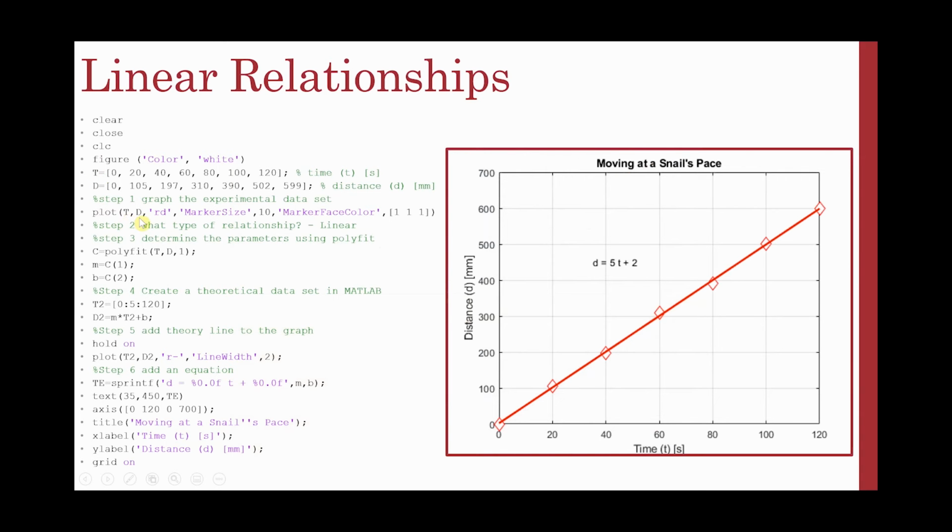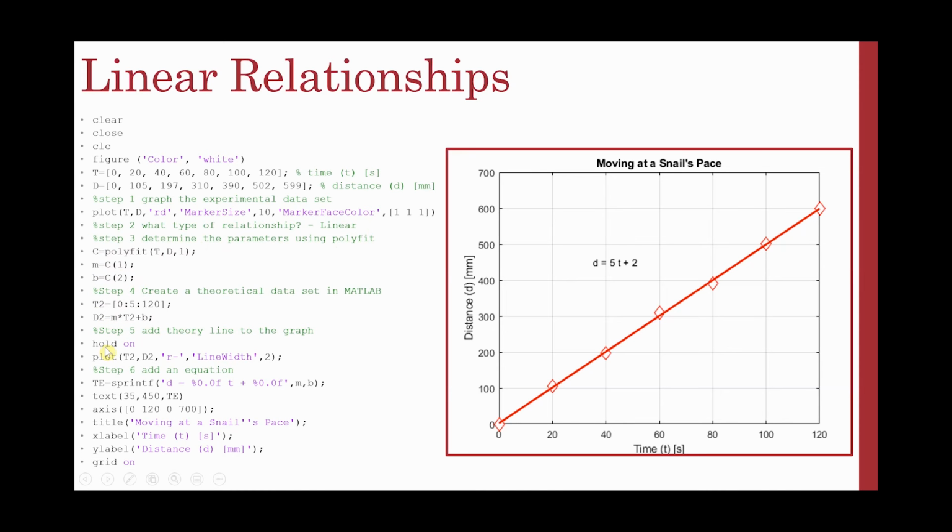I plotted distance versus time. I made it red diamonds, with a marker size of 10 and a face color of 1 1 1, which is white. We know it is linear, so we're going to determine our polyfit. So my polyfit of my time, my distance, 1: my slope is C(1), my intercept is C(2). I'm going to create some theoretical data, so T2 goes from 0 to 120 in steps of 5, and my distance D2 is m times T2 plus b.